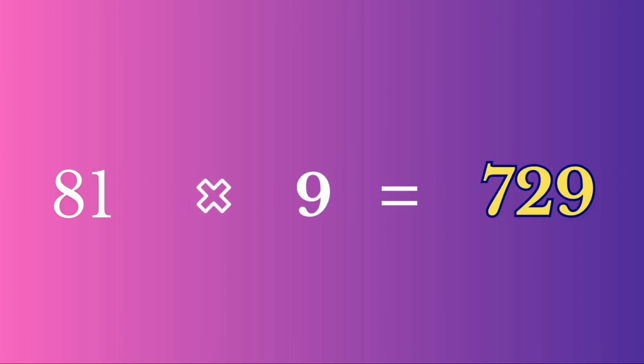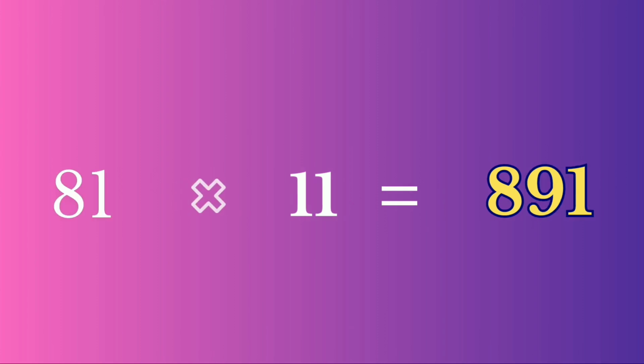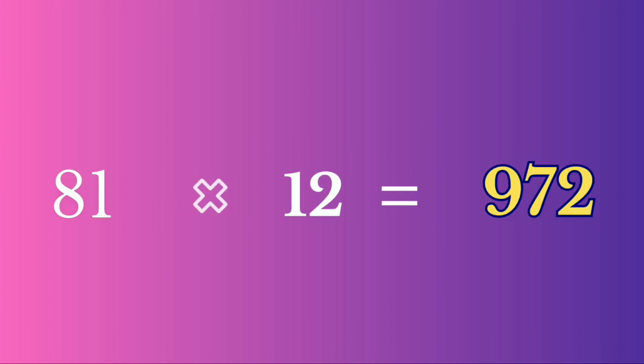81 nines are 729. 81 tens are 810. 81 elevens are 891. 81 twelves are 972.